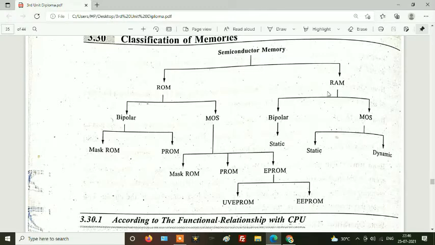Coming to random access memory, again this random access memory is manufactured with bipolar transistor or metal oxide semiconductor. They are the memory elements, that is, the memory element which can store one bit, either 0 or 1. That may be done with either bipolar transistor or metal oxide semiconductor. When you're going for the RAM within bipolar, we have static RAM, and when you're going for the MOS, we have static and dynamic RAMs. So this is about the classification of semiconductor memories.